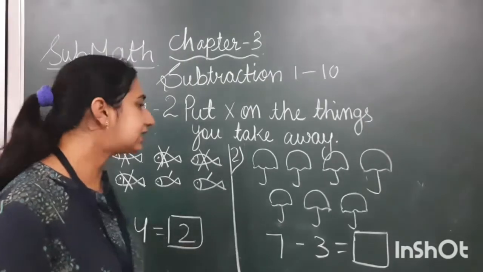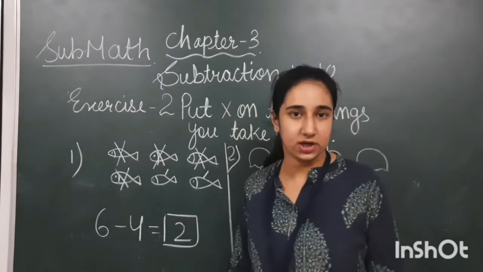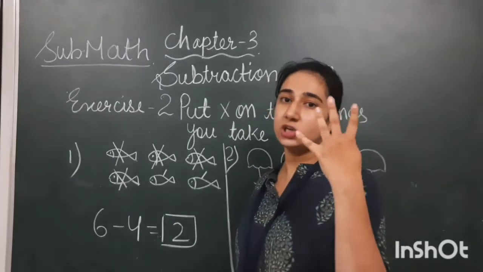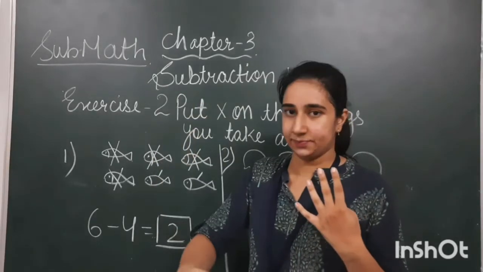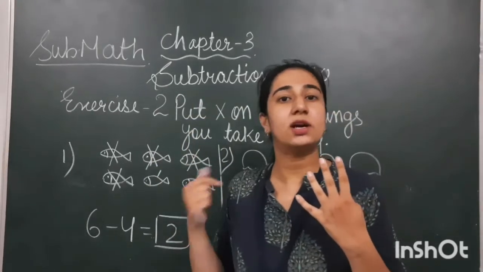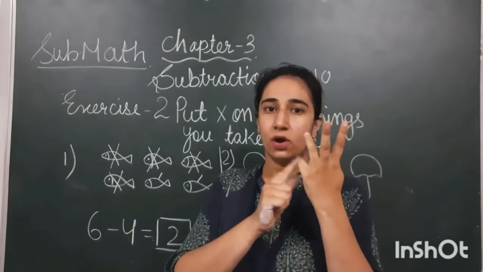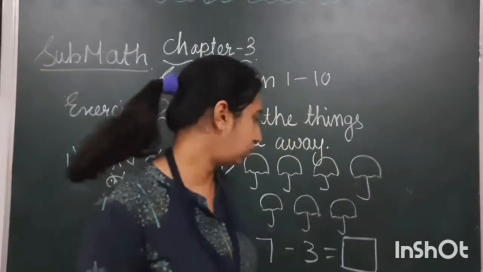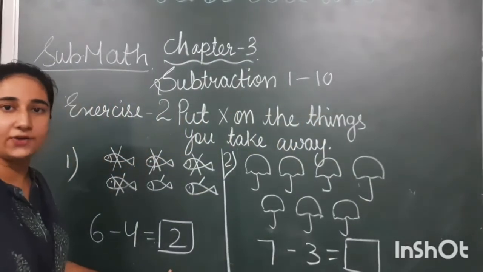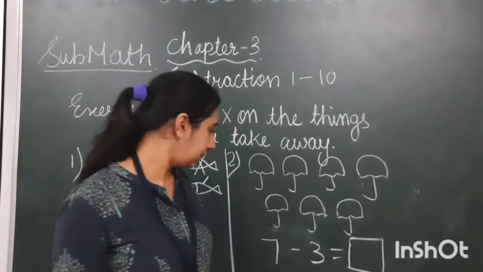You can also do this method as well. Keep 6 in your mind as 6 is greater number. Show 4 in your fingers and count before 6. 6 से पहले count करना. What comes before 6? 5. 5, 4, 3, 2. 2 will be the answer. I already written there.